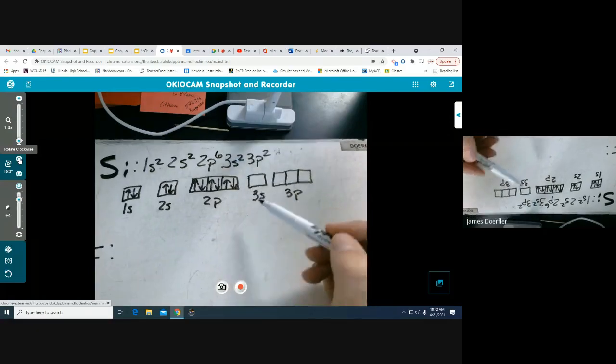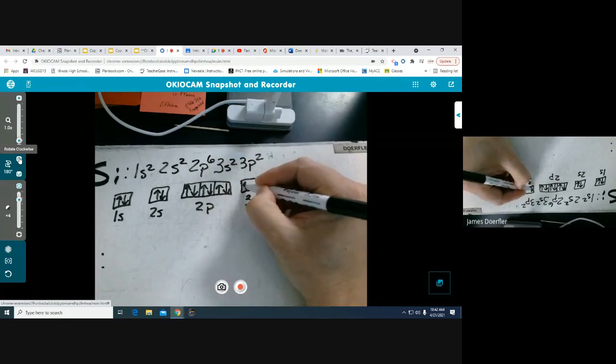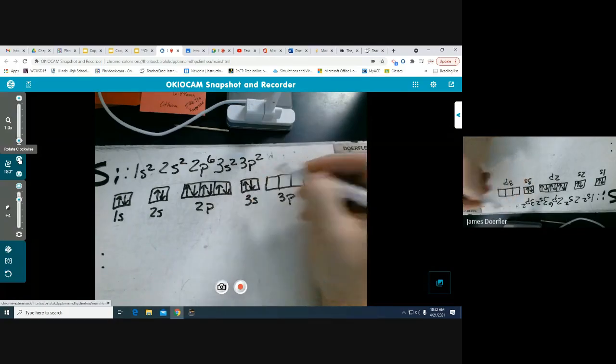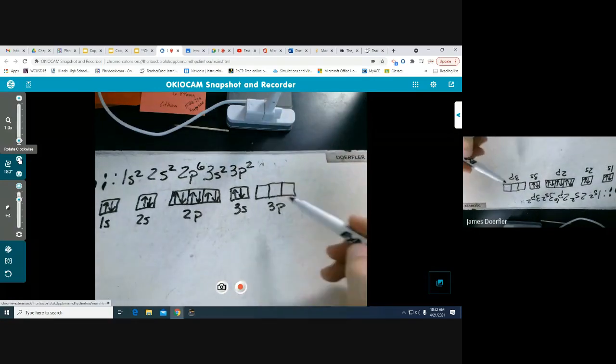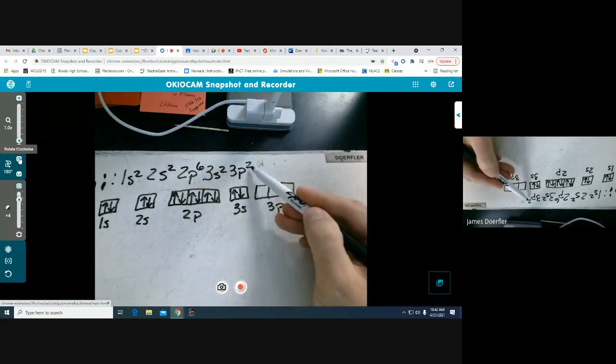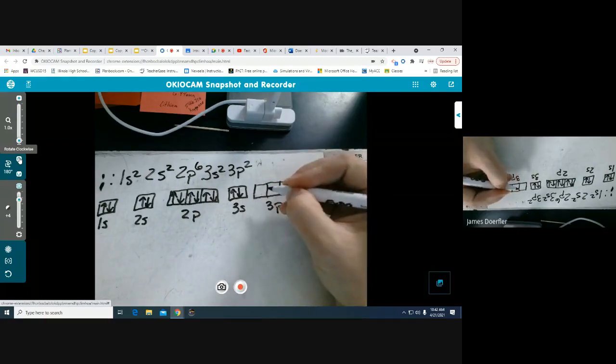Then I hop over to 3s. How many electrons do I put in here? 2. Very good. 1 up arrow, 1 down arrow. Now, this brings me to 3p. Okay, how many electrons do I have to deal with here? 2. I know that because I put a 2 here. And so, don't write this, okay? What I cannot do is this.